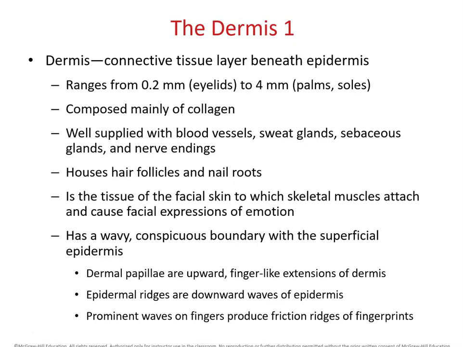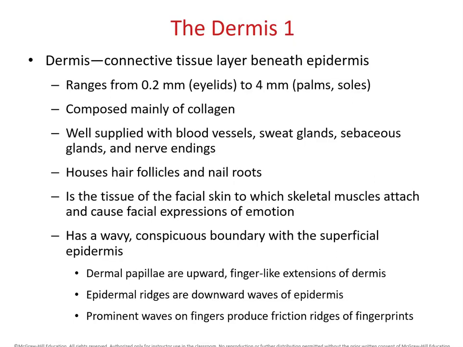The dermis is primarily made of collagen. Collagen is that tough connective tissue protein that we talked about in chapter 5. So the dermis is going to be collagen rich. The dermis has a lot of blood vessels. It also is the place of the sweat glands and the sebaceous glands and the nerve endings. All those things are found in the dermis.